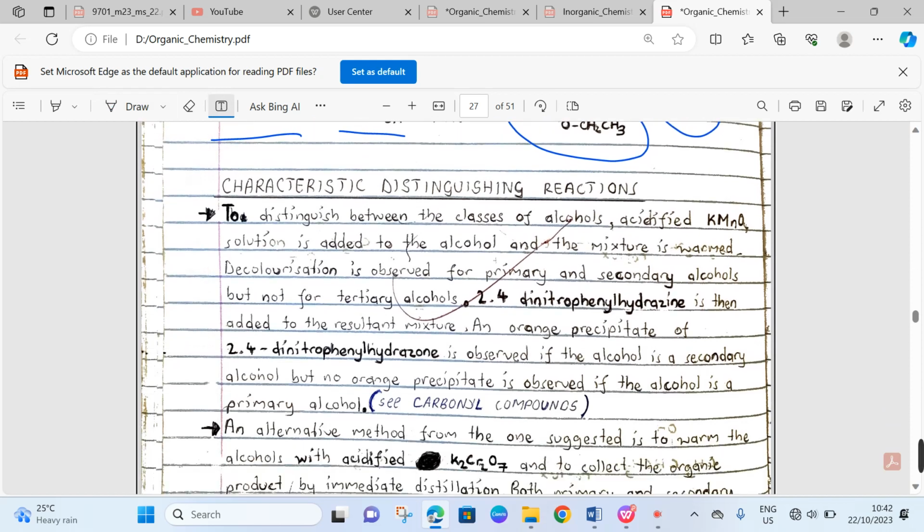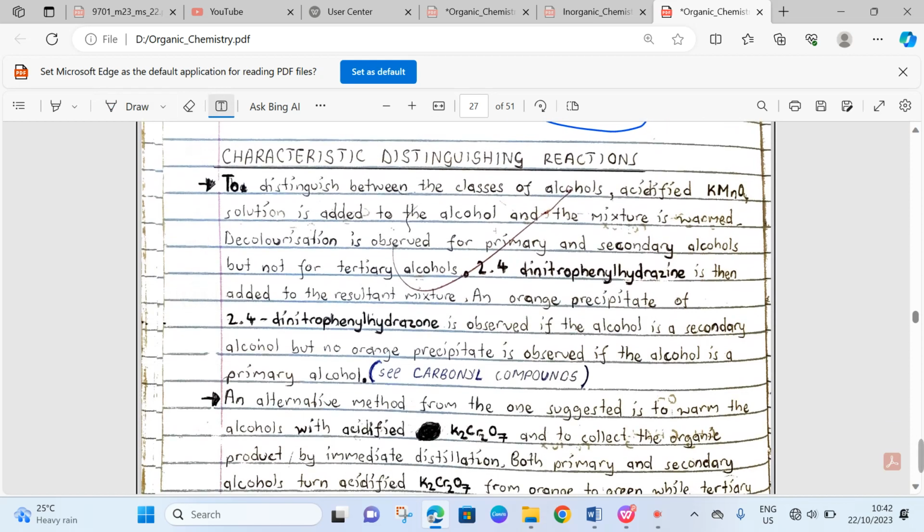Moving on. So here are just characteristic distinguishing reactions, how you can distinguish the alcohols experimentally in the lab. For example, I just gave two different ways. Here, let me just read it to you. To distinguish between the classes of alcohols, acidified potassium manganate is added to a solution of the alcohol. The mixture is warmed, right? Decolorization is observed for primary and secondary alcohols, but not for tertiary alcohols, right?